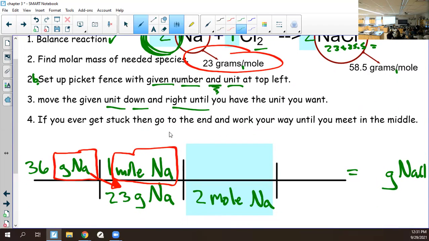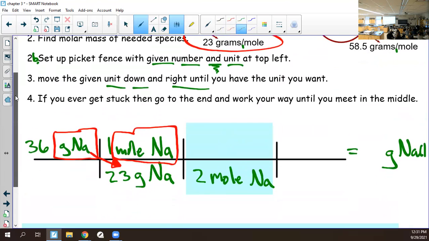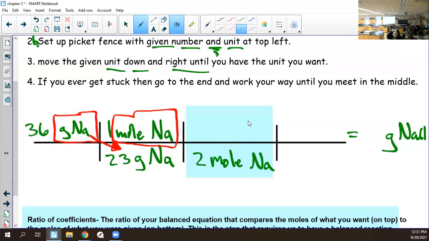So I put a 2 right there. Now stick with me. I know that some of you already know what goes here, but let's pretend you don't. This is number 4. If you ever get stuck, then go to the end and work your way until you meet in the middle. What I mean by stuck is if you don't know what goes up here, well, let's figure it out. So follow my logic right here.